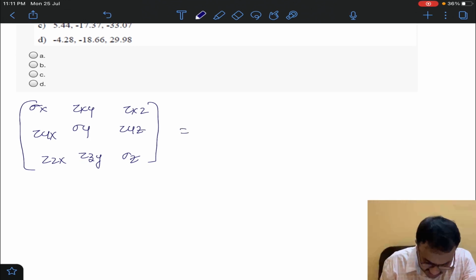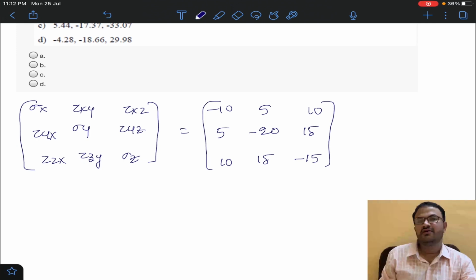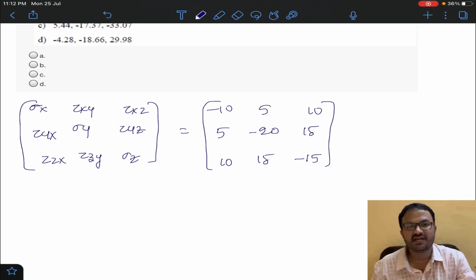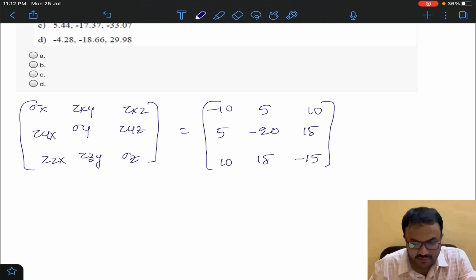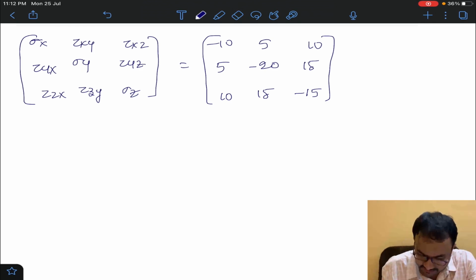So what is it that he has given? It is minus 10, minus 20, minus 15, and this will be 5. Here it is 10, here it is 10, and it will be 15. So we need to calculate principal stresses. So principal stresses are the roots of the following equation. For this question, I am writing each and every step of the solution properly, because it is a long answer question, and they will ask it directly for 2 marks. So you need to have some patience to solve this question.